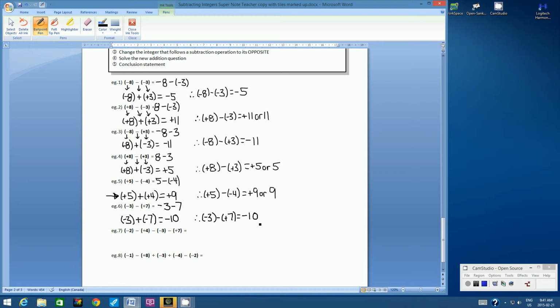Okay, so the last 2 examples are the fun ones, where we have more than 2 integers being subtracted. All right, so let's work through this one. Actually, let's rewrite it in standard form first. Okay? The question actually ends up looking quite a bit different, doesn't it? Okay, so let me give you a 10-second head start to rewrite this as an addition statement.